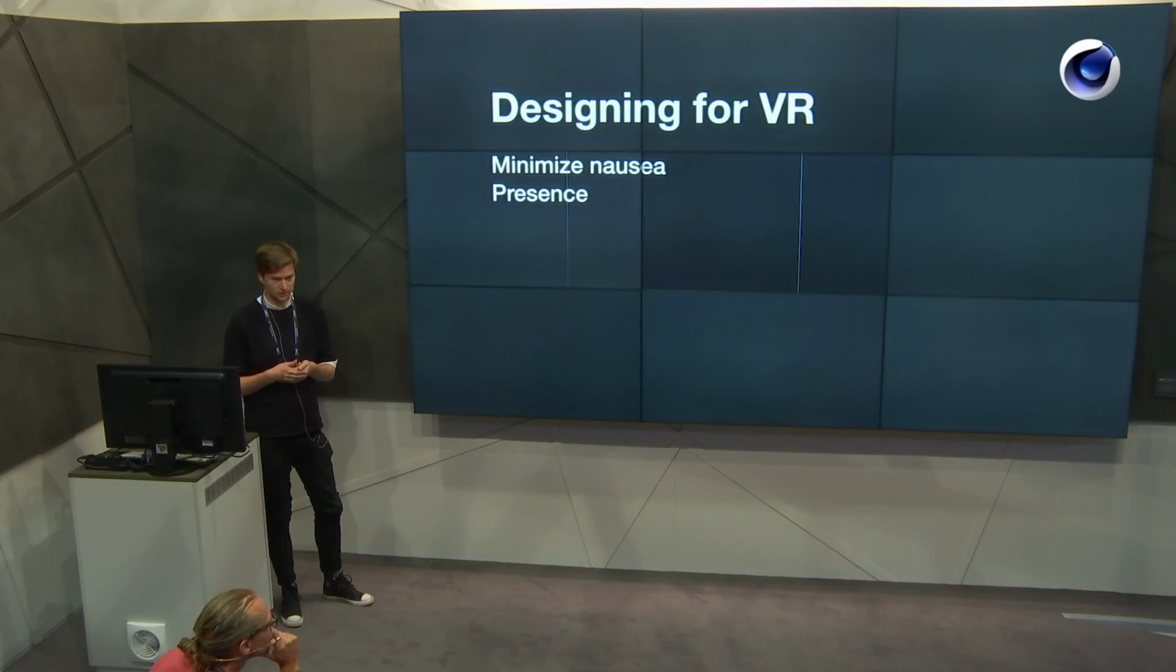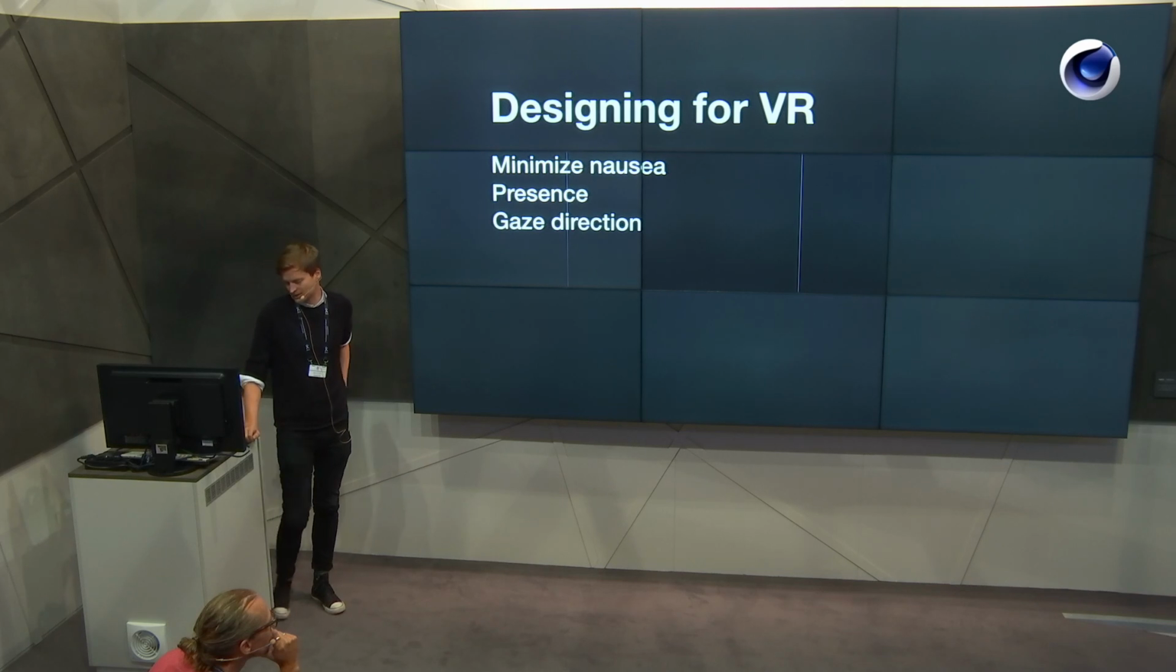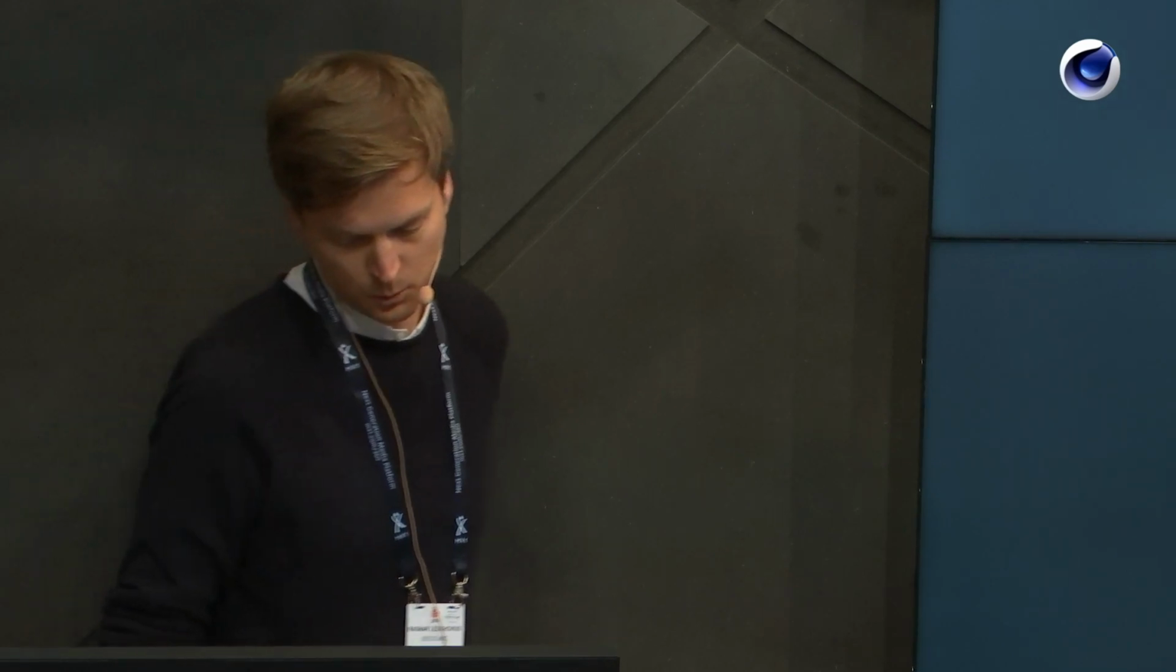The second one is to have a presence in the scene. They want to have a nice world to sit in and experience, and also gaze direction. Where the viewer looks is also important with this freedom of 360. So you have to have some way to direct where they're supposed to look. We also wanted visual clarity because of the still limited resolution in this kind of headsets. So we wanted a really clean look with not too much texture or model detail.